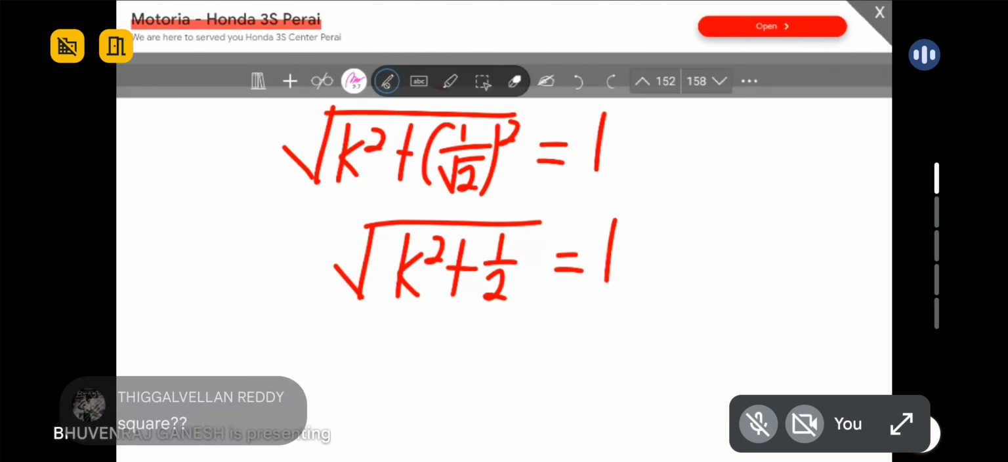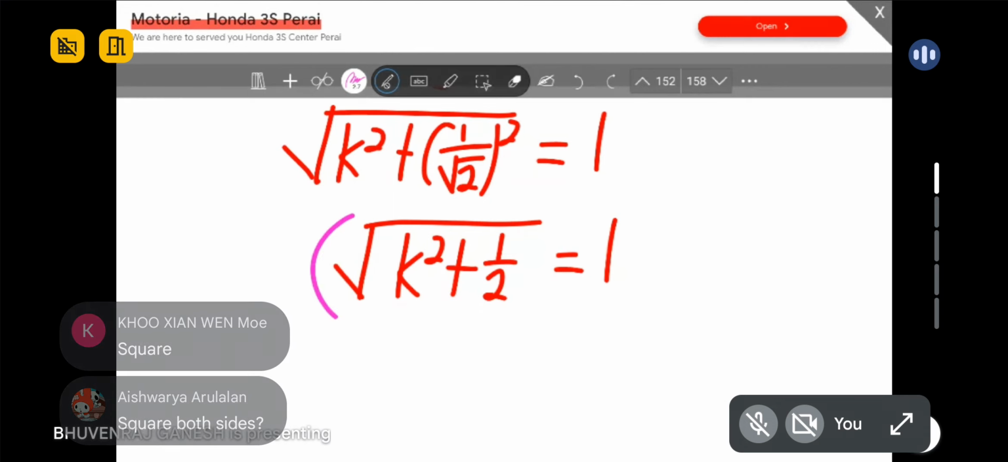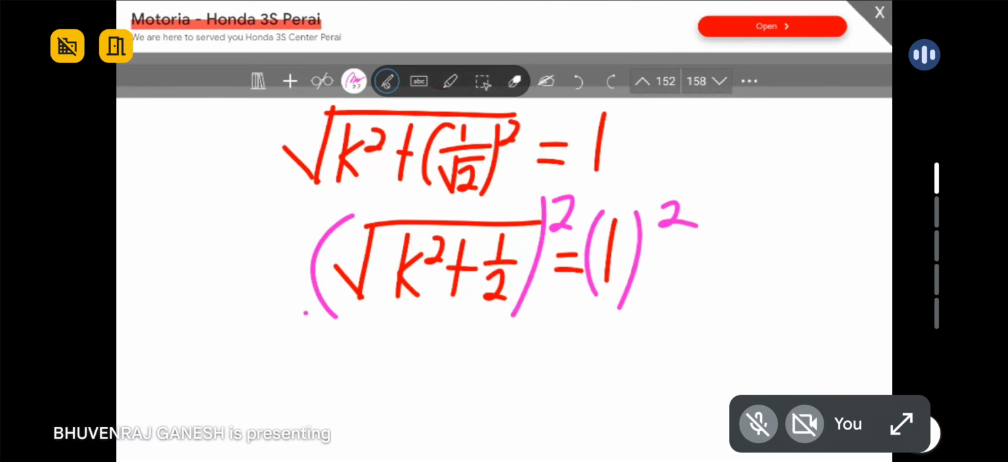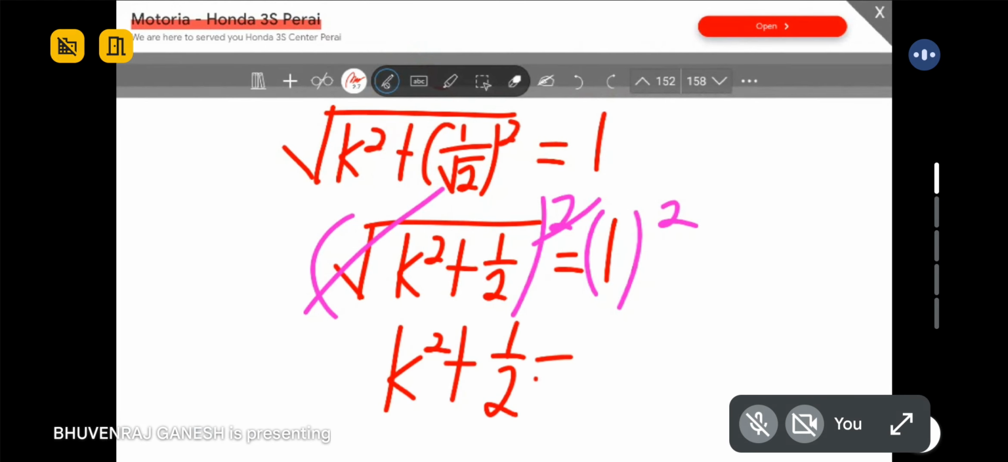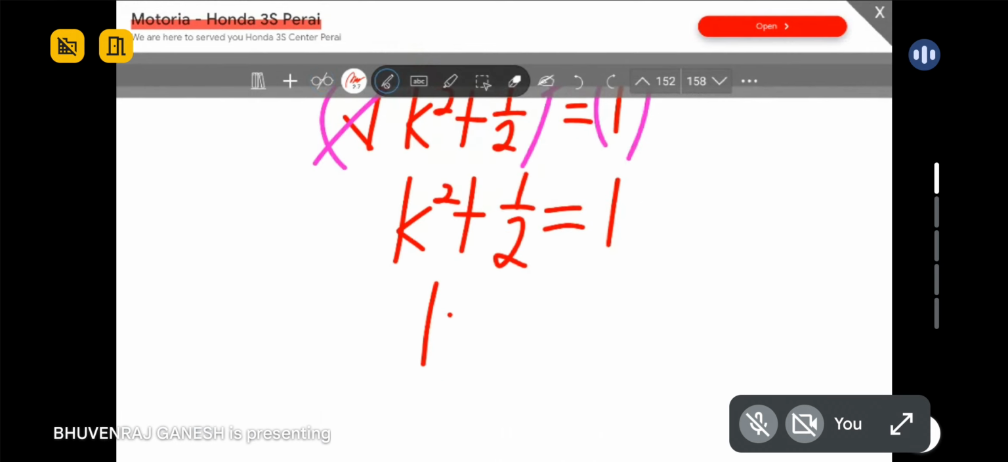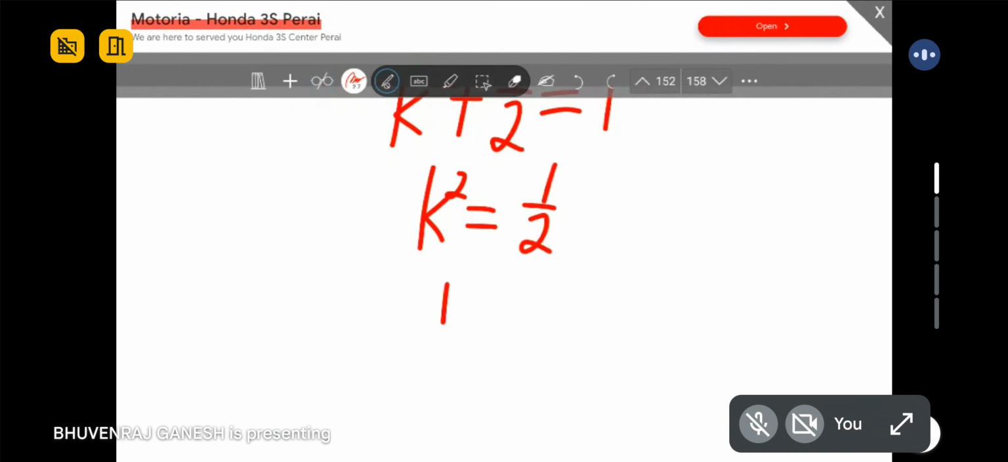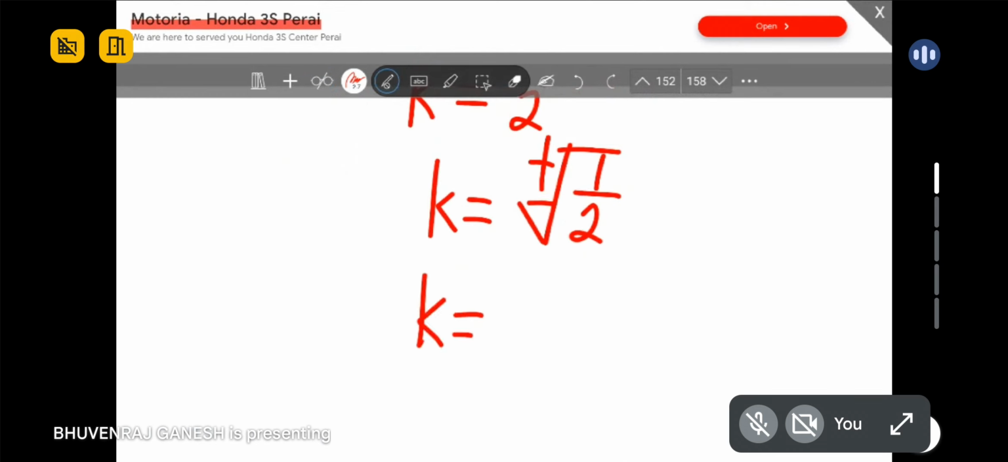Okay, so how do you continue after this one? Yes, very good. Whenever you see a square root, you just square both sides, because square root and square boleh potong. Just remember that. So you have k square plus half is equal to 1. So you will get k square is equal to half. So what is the k value, guys? Your k value is positive negative square root of 1 over 2. So you can write it as positive negative 1 over square root of 2. Do you all see the concept?